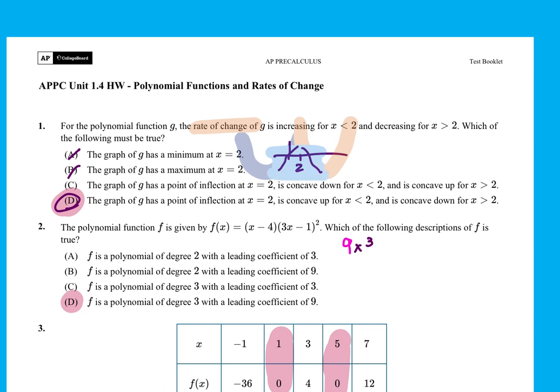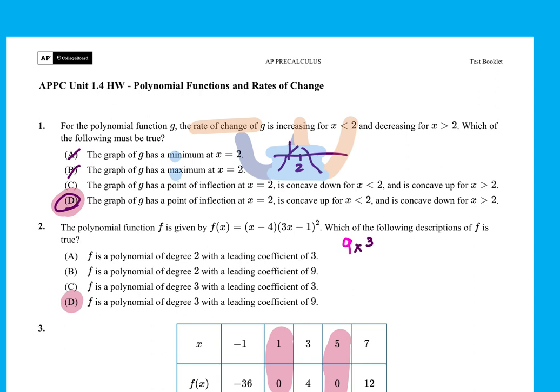That's the difference. If it didn't say rate of change, now you're looking at minimum and maximum, but it's talking about the rate of change. If the rate of change is increasing, now it's concave up on that spot. And if it's decreasing, it's concave down on that section. That's why it's D. So again, look for words like rate of change. It's not the actual graph.